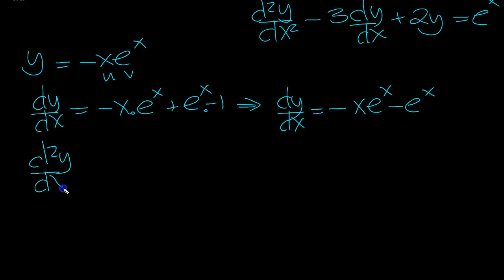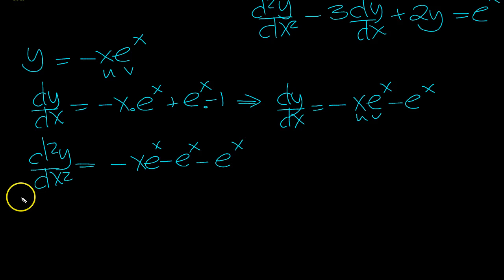Next one, d2y by dx squared. Let's run along the row. This is a product, u times v, and we've just done that here. So this part will differentiate to what we just differentiated this to. So it's minus x e to the x minus e to the x, wasn't it? And then the second part here will differentiate to minus another e to the x. So what have we got then?